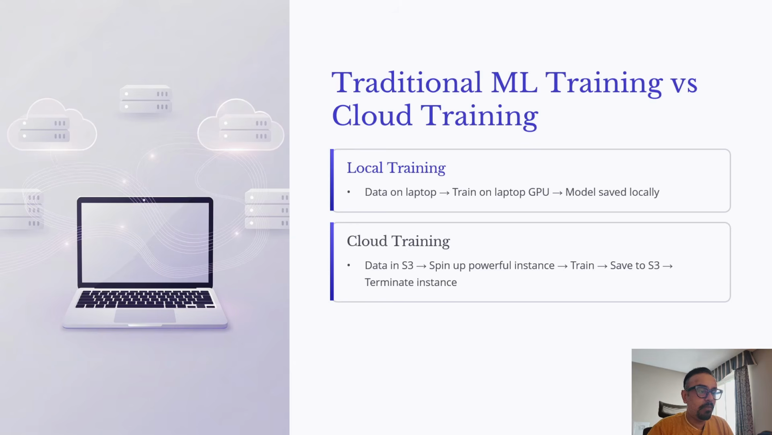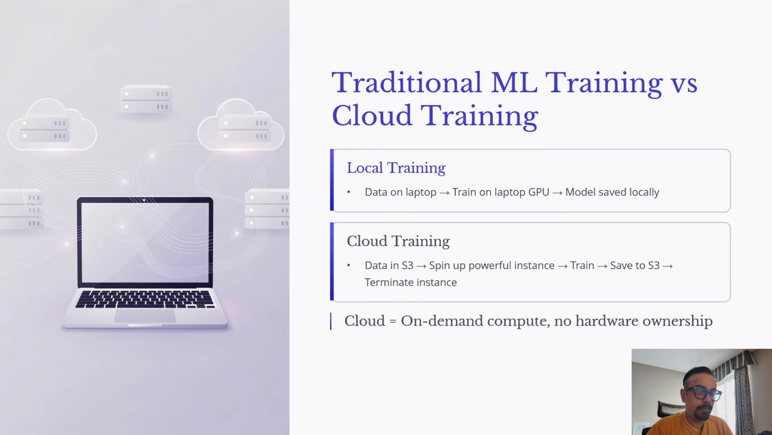In cloud training, the workflow is completely different. Your dataset lives in S3, which can store terabytes of data. When you are ready to train, AWS spins up a powerful instance with multiple GPUs and tons of memory. The training happens on this temporary cloud instance, and when it's done, the trained model is saved back to your S3 bucket, and then the instance automatically shuts down and disappears.